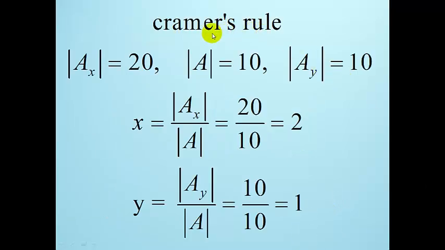Now, using Cramer's rule, after our calculation, we have the determinant of Aₓ to be 20, the determinant of A to be 10, and the determinant of A_y to be 10. So x equals the determinant of Aₓ over the determinant of A, and the determinant of Aₓ is 20 over the determinant of A is 10. The answer is 2. y equals the determinant of A_y over the determinant of A, and the determinant of A_y equals 10 and the determinant of A is also equal to 10. And 10 divided by 10 is equal to 1.